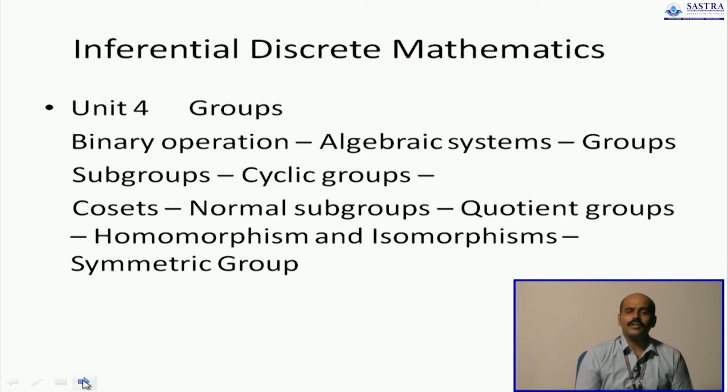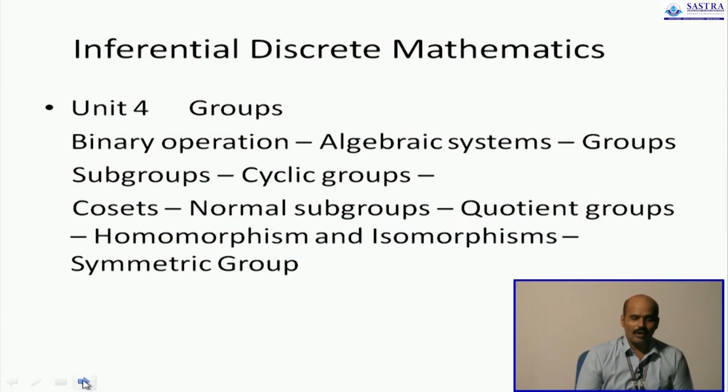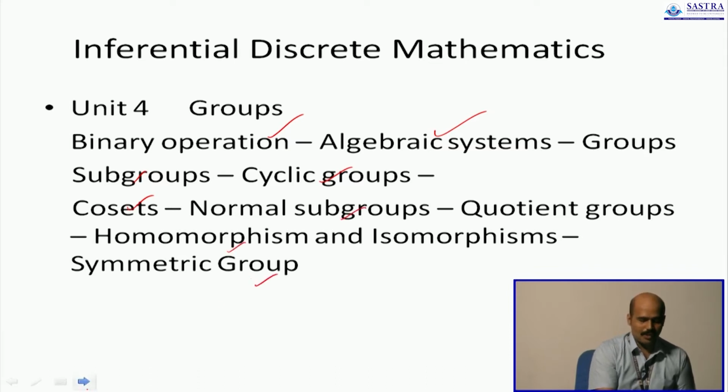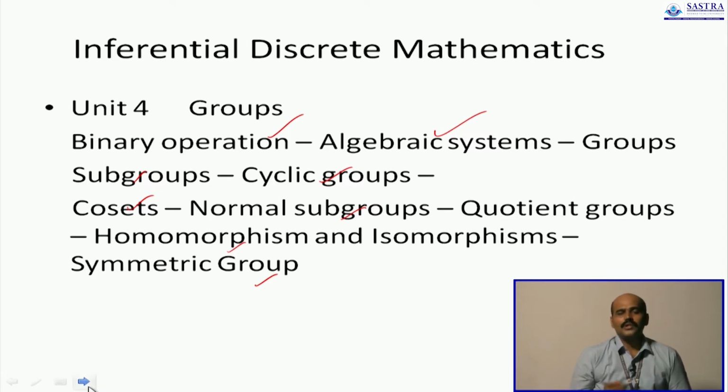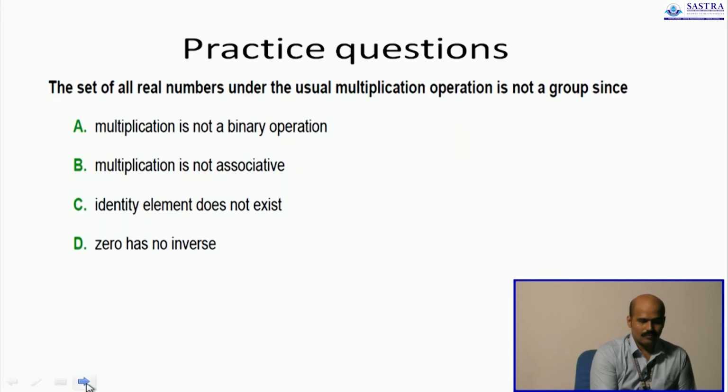In the series of revision lectures, we'll do unit 4 today. We'll discuss a couple of different topics under unit 4 and we'll solve MCQ type questions from unit 4 on groups. As you can recall, we have already discussed binary operations, algebraic systems, groups, subgroups, cyclic groups, cosets, normal subgroups, homomorphisms and symmetric groups in this unit. Today we will do a revision of all these topics in the form of MCQs.